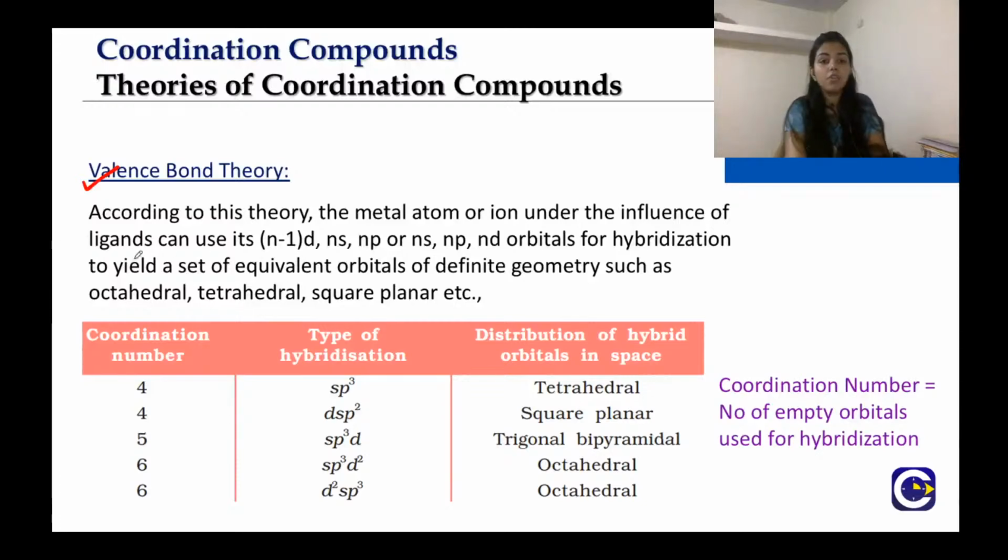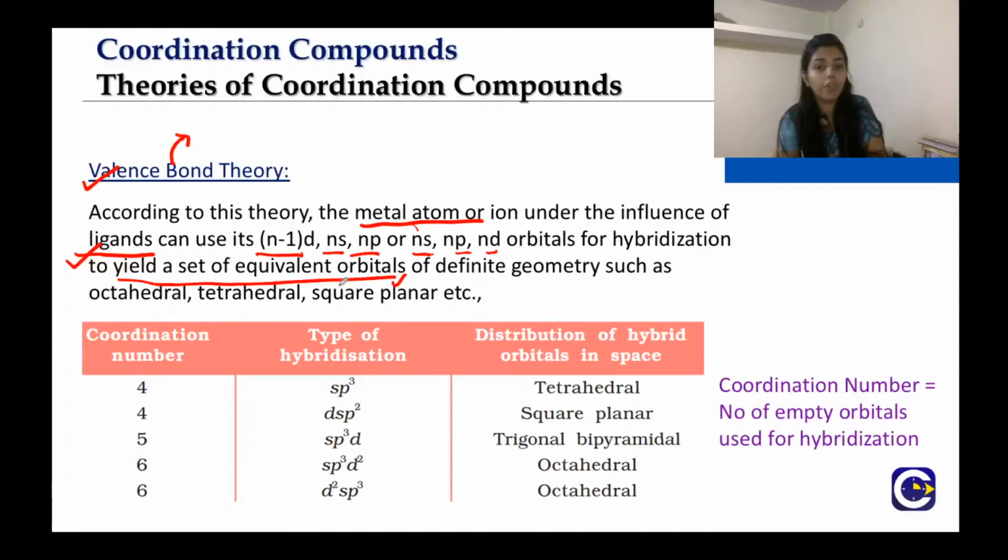Okay. So according to this theory, it is somewhat the same, not exactly the same, as the valence bond theory that you learnt in the chemical bonding chapter in class 11th. Here also the hybridization concept will be used. So focus on this: the metal atom or ion under the influence of ligand uses its (n-1)d, ns, np or ns, np, nd orbitals for hybridization. That means the metal atom orbitals will undergo hybridization to yield a set of equivalent orbitals. That means the hybrid orbitals generated will be of equal energy, same as in the valence bond theory which we studied in the chemical bonding chapter.